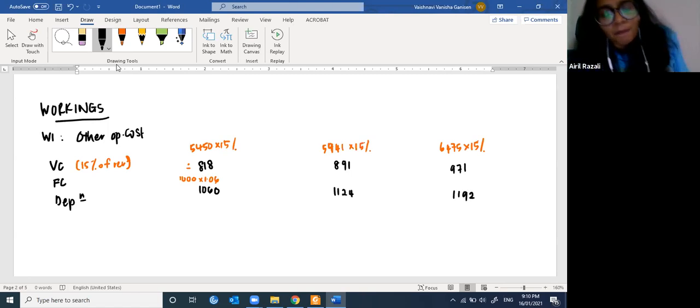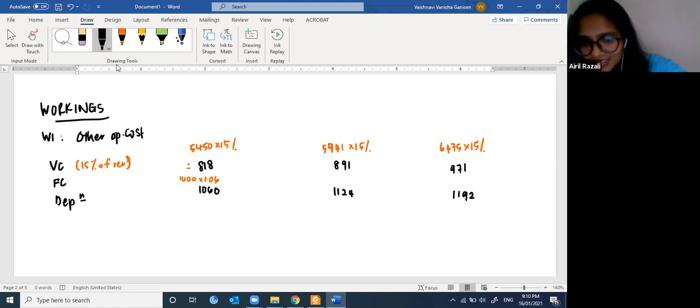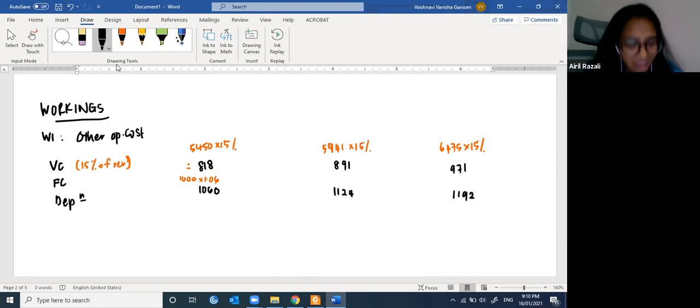Now the next one, where you suddenly get stuck for a while, is depreciation. Why? Because it says depreciation is calculated on the closing balance of non-current asset. What does it mean by closing balance?